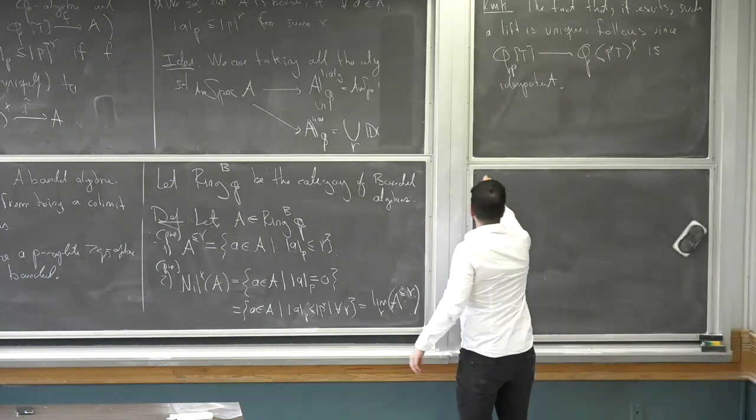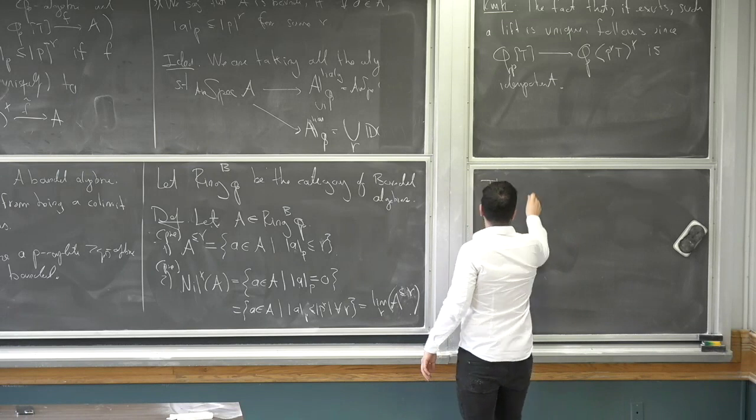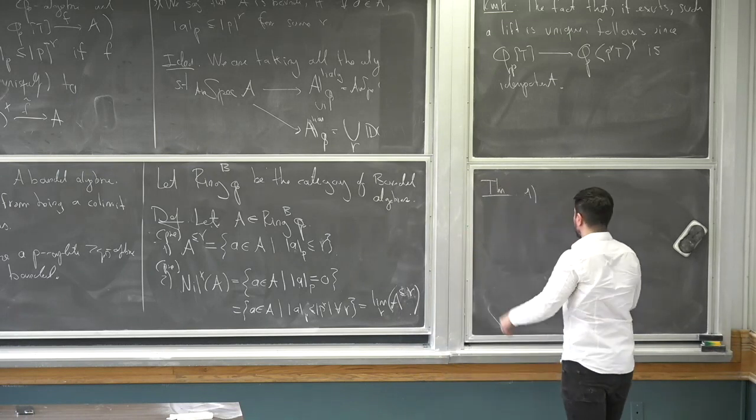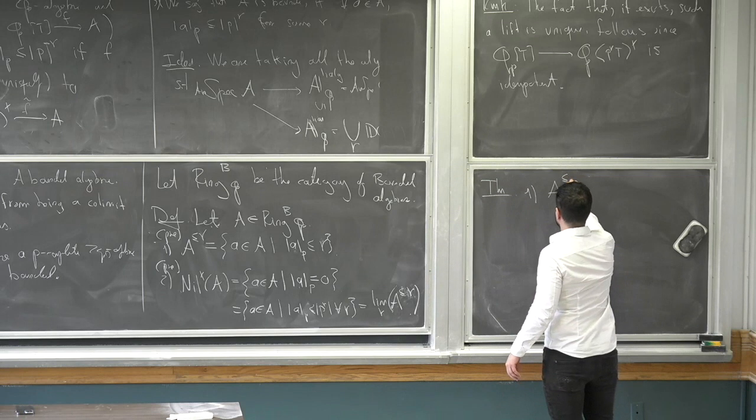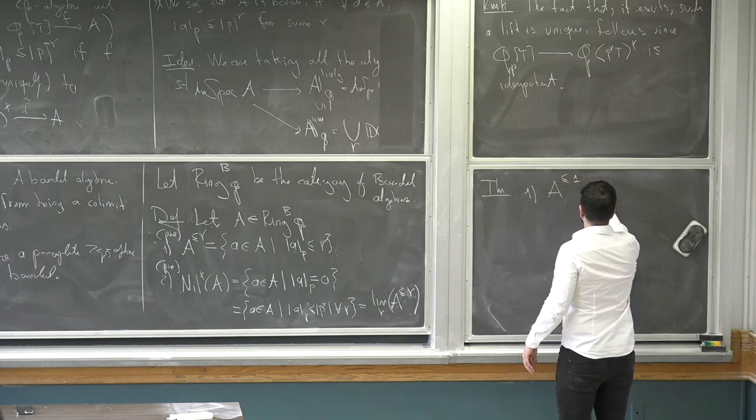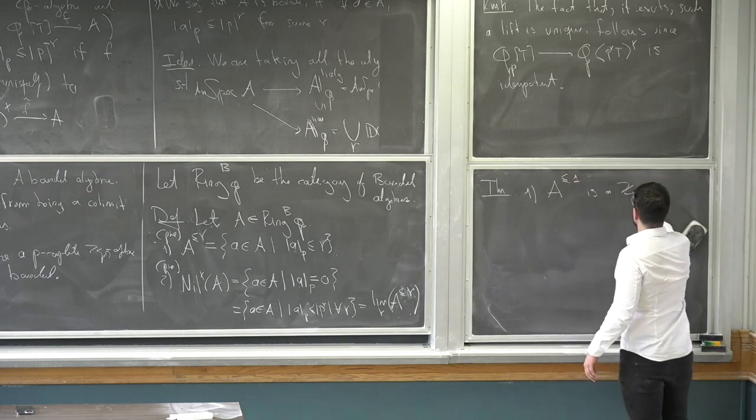Theorem. Also, you heard that actually this guy, the set of elements with norm less than or equal to 1, is a solid ring.